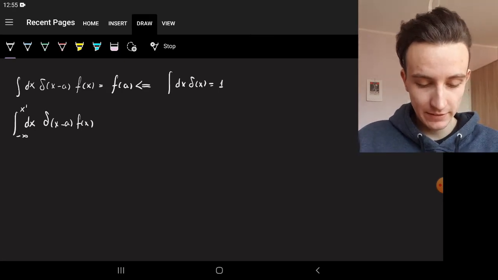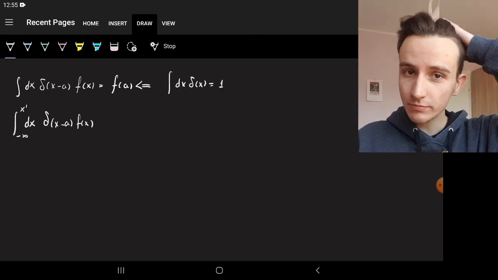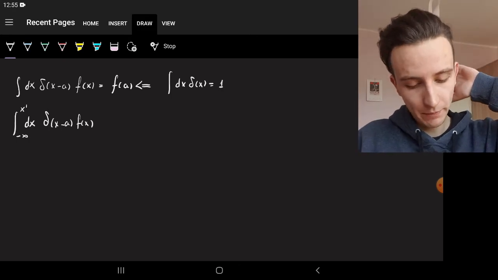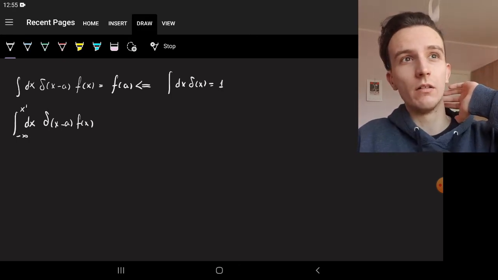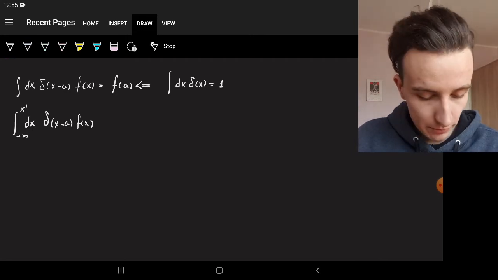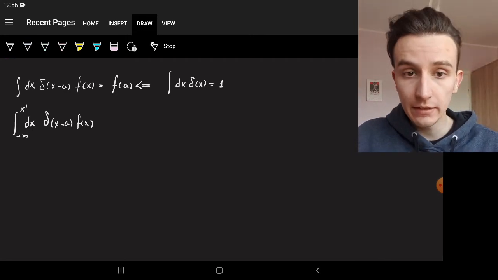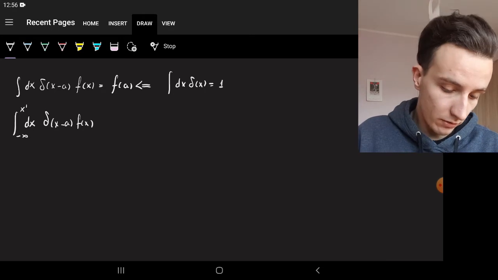So x prime is basically the variable that we keep, and x is the dummy variable that we're integrating over. A is some constant, it's real, that's all.